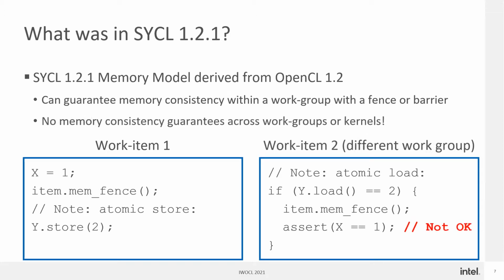We also know that in SYCL 1.2.1, we can't guarantee memory consistency across workgroups or kernels. So if work item number 2 happens to be in a different workgroup, then our assertion no longer holds. And that's a little bit disappointing. So we'll look at how we can improve this in SYCL 2020.